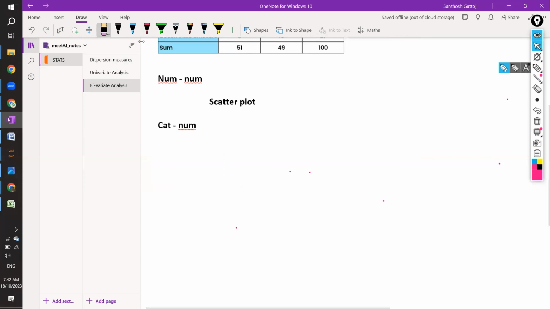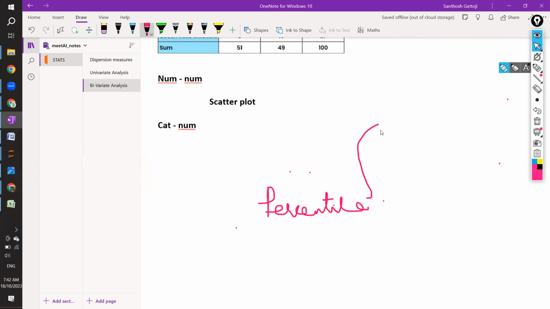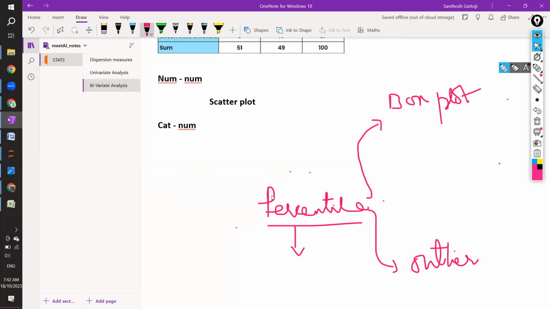From tomorrow we are going to start a new, very important concept called percentile. A very interesting and fundamental concept. From this, many concepts will arise. You will see something called a box plot, a very important graph. And using this, you'll also understand outlier detection and how to handle outliers. The fundamental concept is percentiles and quantiles. So tomorrow we are going to start this.